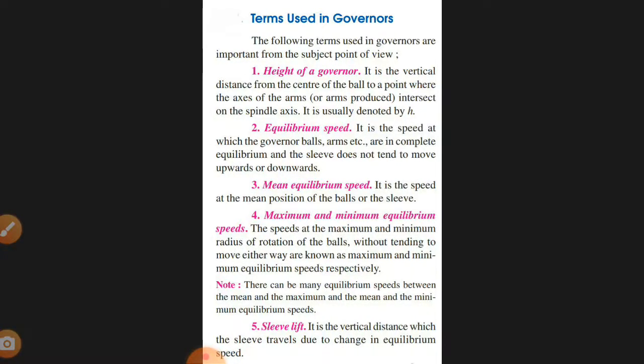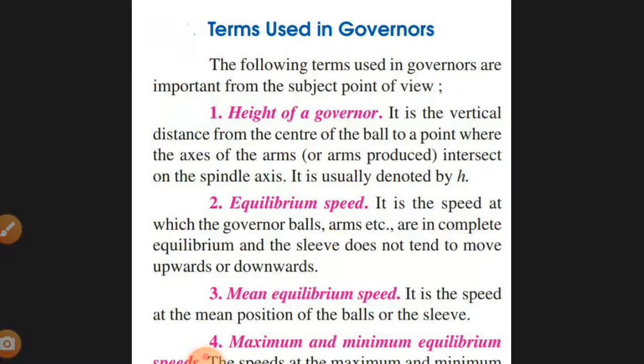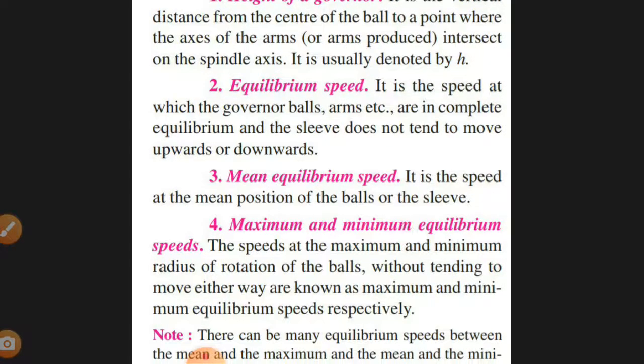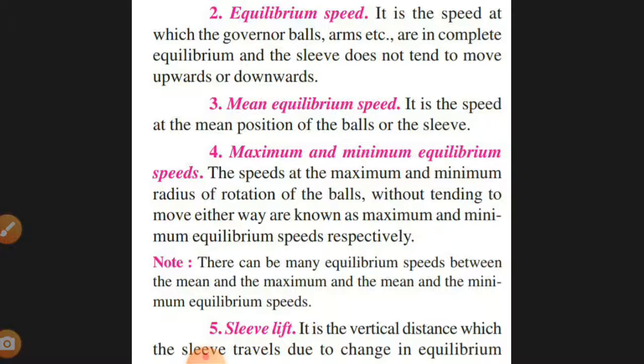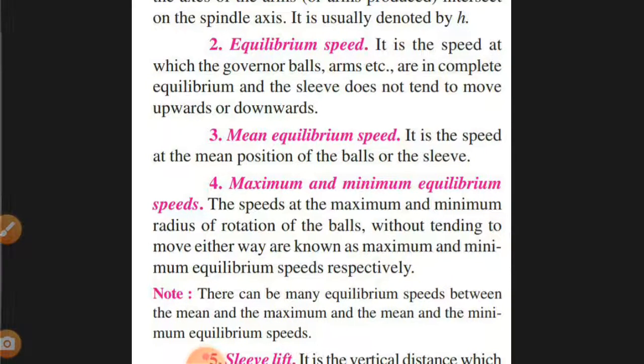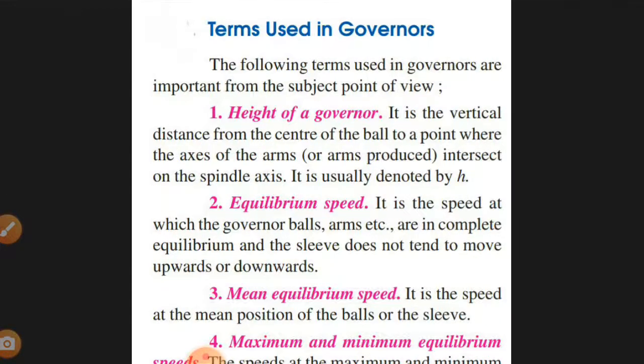So dear students, we have studied here various terms used in the governor: height of governor, equilibrium speed, mean equilibrium speed, maximum and minimum equilibrium speed, and sleeve lift. So dear friends and students, in this video we have studied what is governor, types of governor, construction and working of centrifugal governor, and various terms used in the governor.